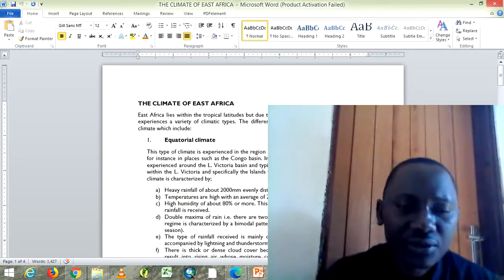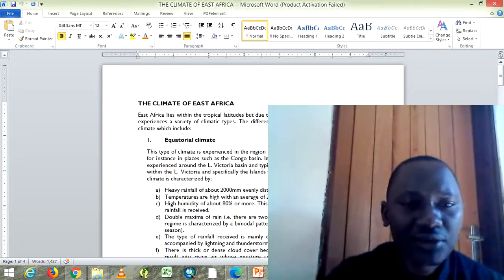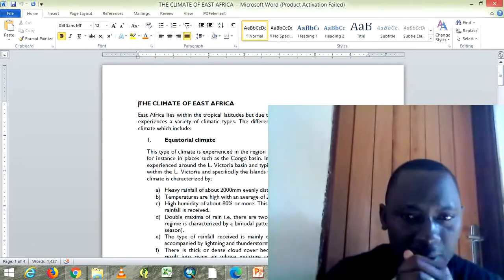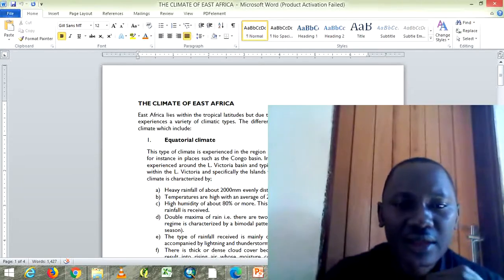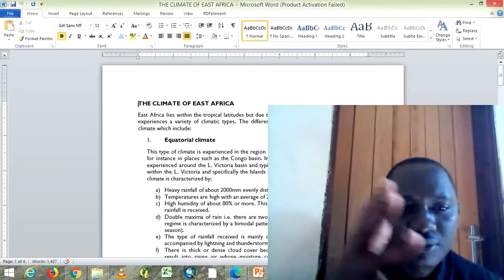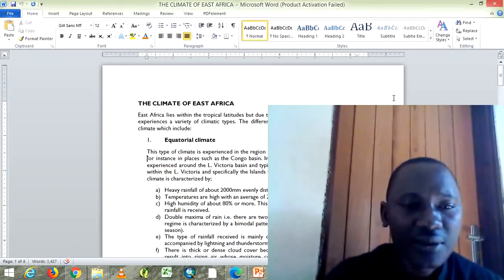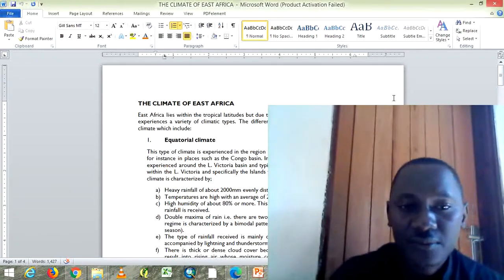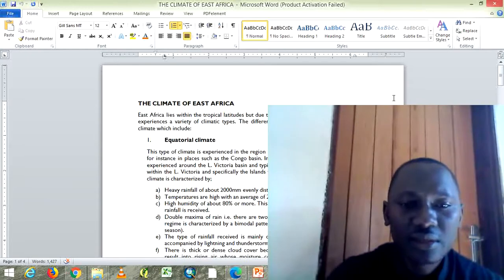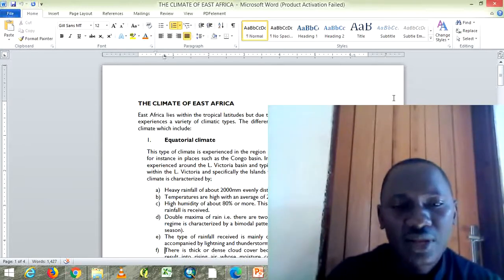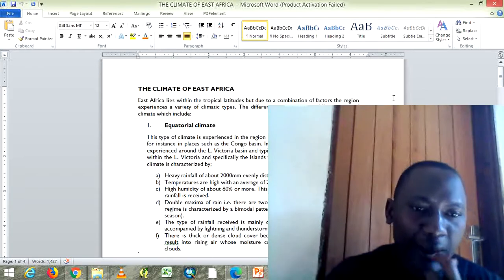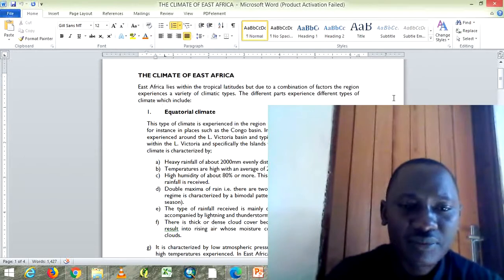In East Africa, the equatorial climate is experienced in areas around the Lake Victoria Basin, and the typical equatorial climate here is in the Lake Victoria Basin and the islands of Lake Victoria. This climate is characterized by heavy rainfall of about 2,000 millimeters per annum, which is evenly distributed throughout the year. The temperatures are also very high, usually above 27 degrees Celsius. Humidity is very high, over 80%.